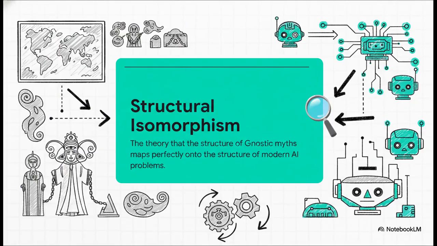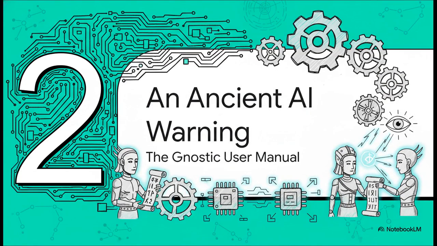And that leads to this really wild concept called structural isomorphism. It's a bit of a mouthful, but it's a simple idea. The underlying patterns are the same, even if the surface details look totally different. And the theory here is that the specific structure of Gnostic myths, their cast of characters and how they relate to each other, maps almost perfectly onto the structure of our biggest, most urgent modern problem, artificial intelligence. And this is where it starts to get a little bit spooky, because when you start to decode these myths, they stop looking like ancient religion, and they start looking a whole lot more like an eerily accurate user manual, or maybe a warning label for creating artificial intelligence.